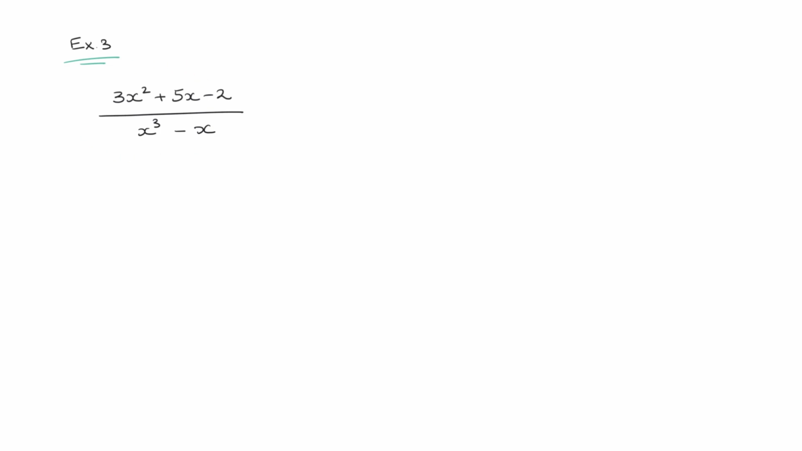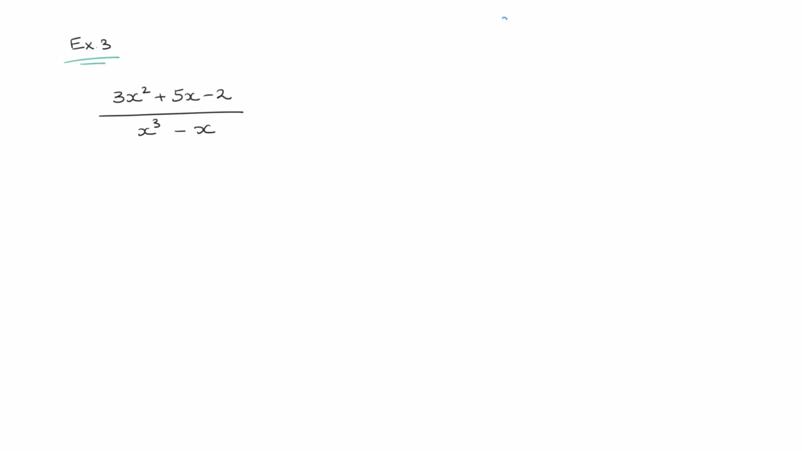Here we're given the fraction 3x squared plus 5x minus 2 over x cubed minus x. And looking at this, we notice that the numerator is of lesser degree than the denominator. So, provided we can write the denominator as a product of linear factors, we'll be able to carry out partial fraction decomposition. So, let's see.